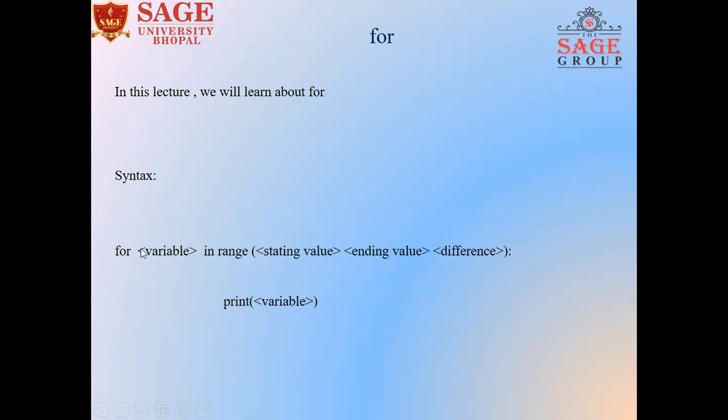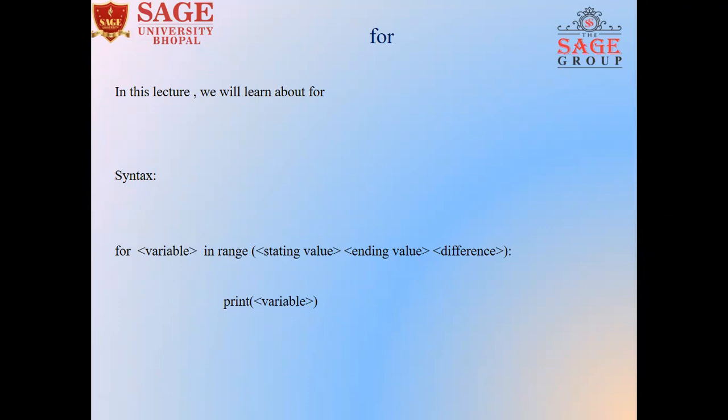So after for, you can use the variable, the name of the variable. After this, you have to use two keywords, in and range. After this, inside the bracket, you have to pass three values. First is the starting value, second is the ending value, and the third is the difference. These are separated by the comma. After that, you have to write the print and the variable name.